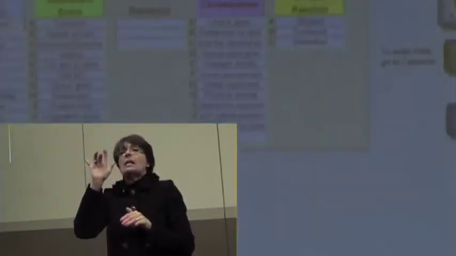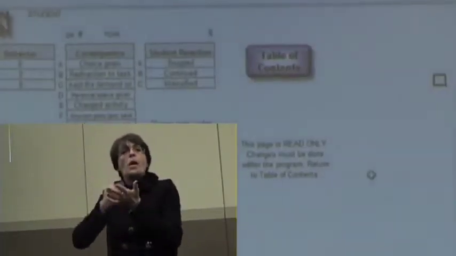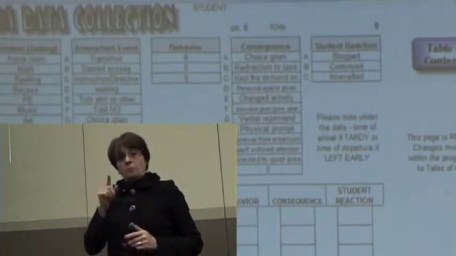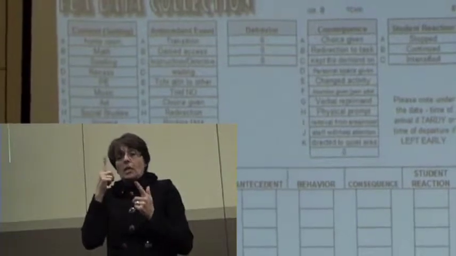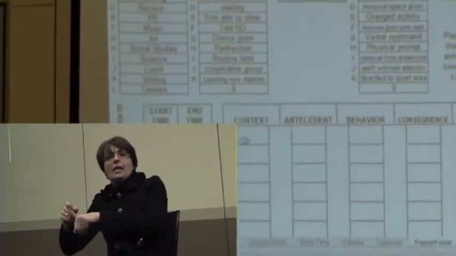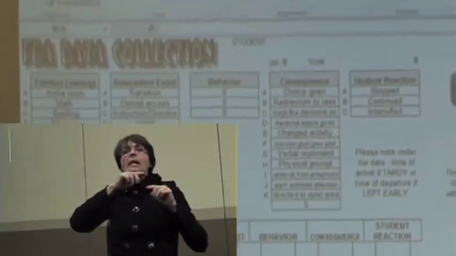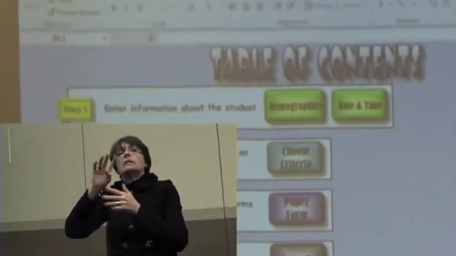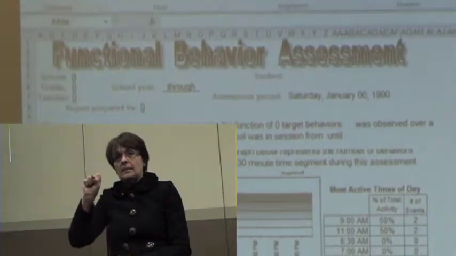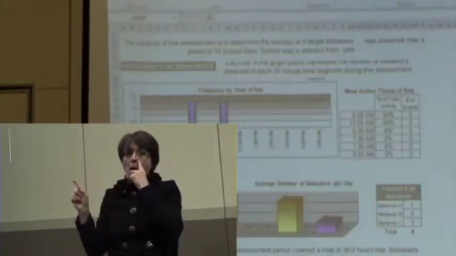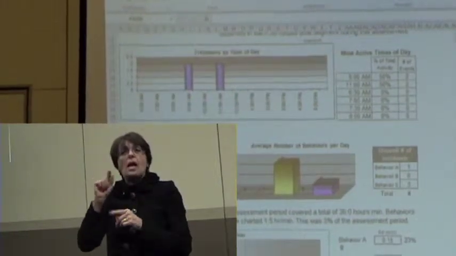So you put those in, and then you click paper form, and it will print this out so that all the teachers have to do is write the ABC. If you wanted to redo it and have them circle it, they put the start time, the end time, and the behavior, and later they go back and fill this in. Then you click table of contents, you click report, and you get a report. This one doesn't have very much data in it, but you get all of this graphed out.